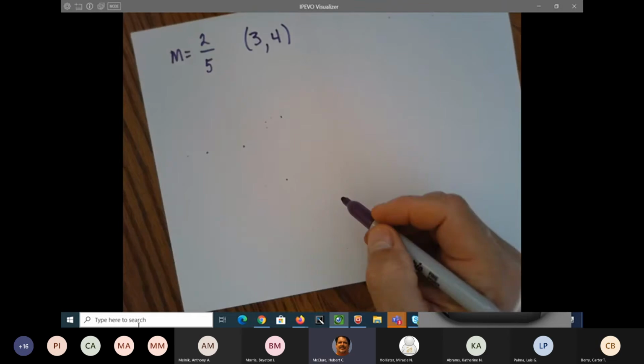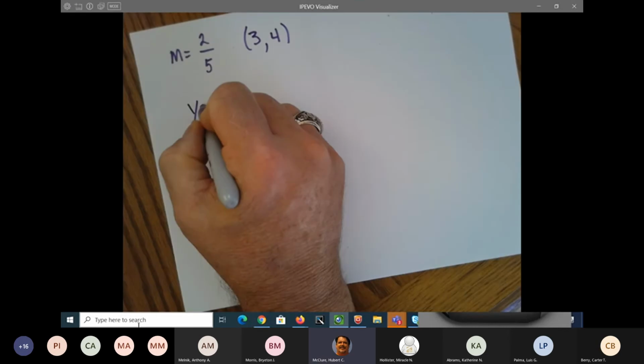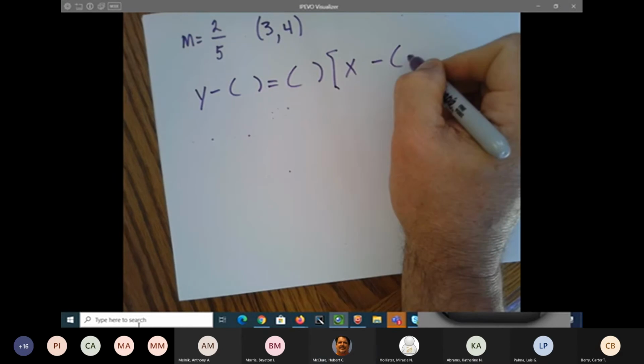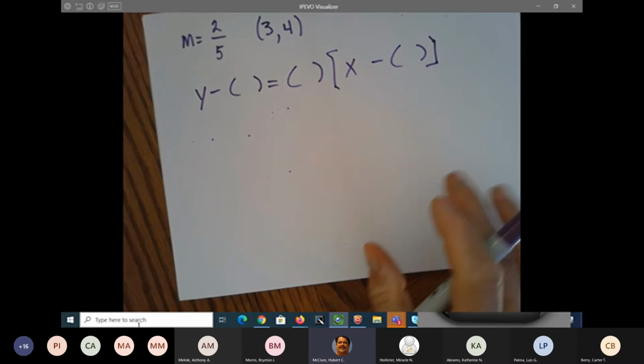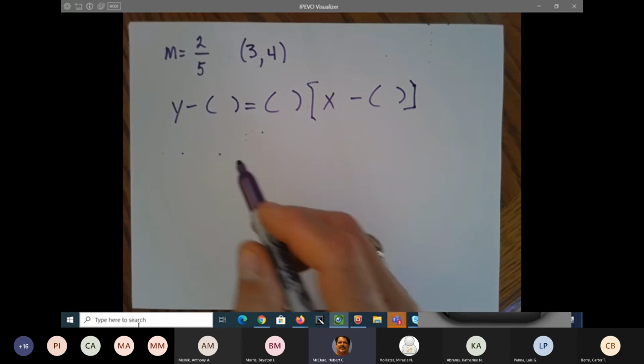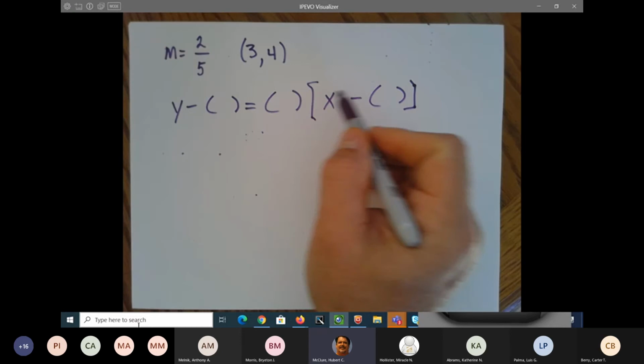And plug and chug. y minus parentheses equals parentheses times x minus parentheses. And again, I use parentheses. Now I realize that some of y'all don't need parentheses because you invented the slope formula and you also invented the point slope equation and you never make mistakes. But this mortal, immortal, or whatever, this person that makes mistakes, meaning me, I'm going to put parentheses so I don't make mistakes or try not to make mistakes.